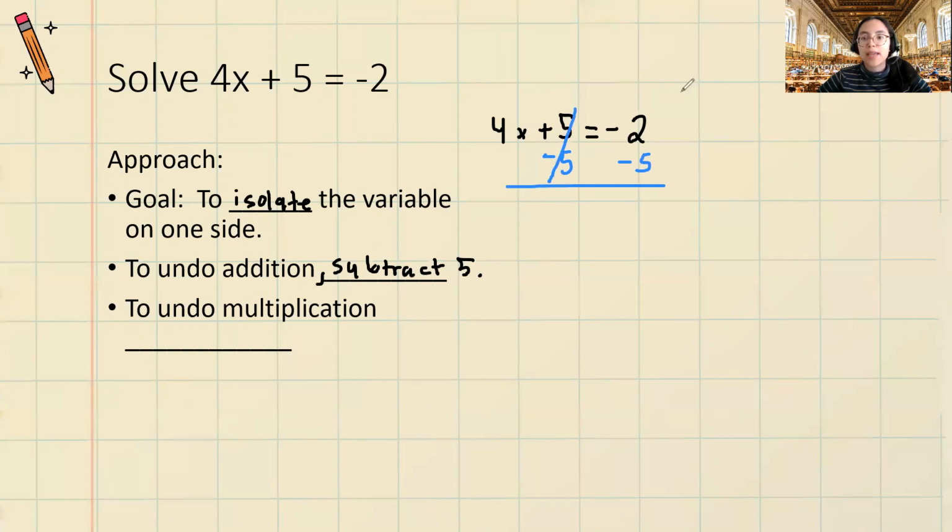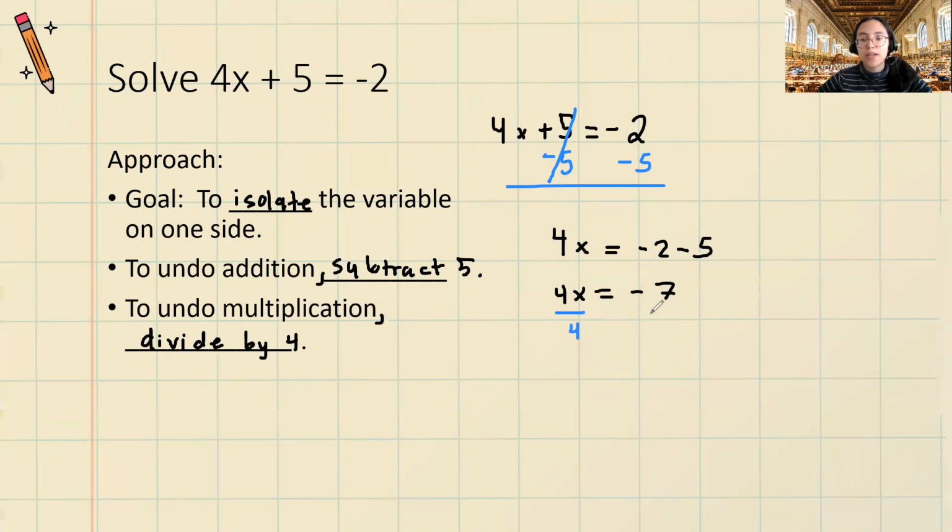These 5s will cancel. Then we can bring down the 4x, our equal sign, and -2 minus 5. We can take care of this, and this will be -7. Okay, now we have 4x is equal to -7, and 4 is being multiplied times x. So in order to undo this multiplication, we are going to divide by 4 to both sides.